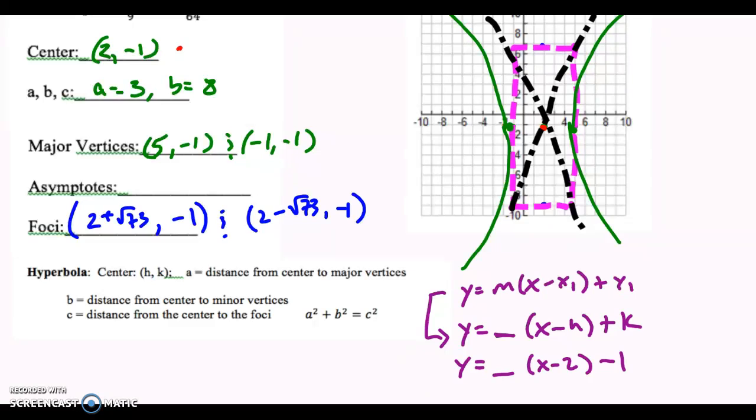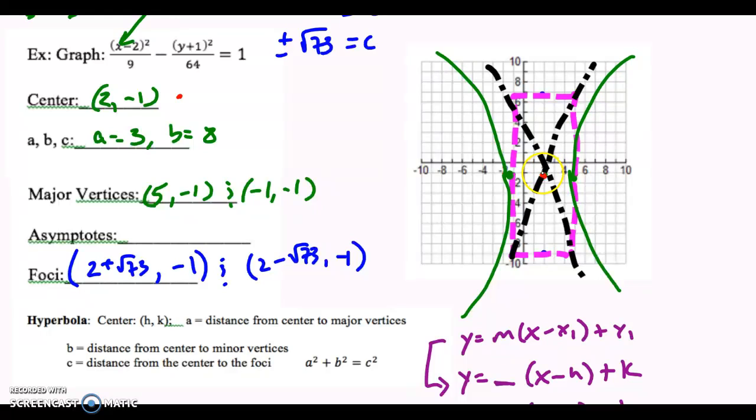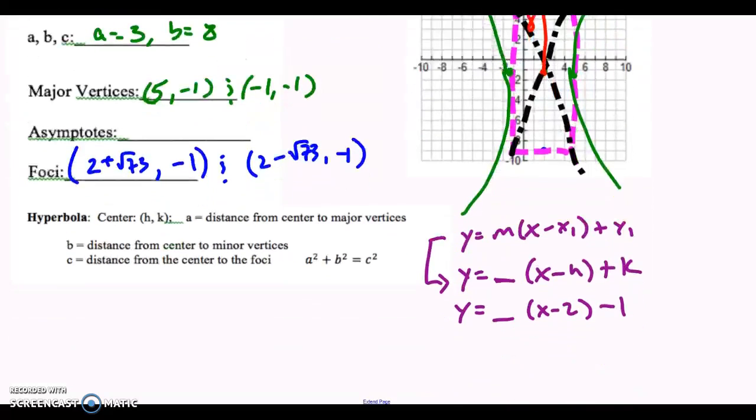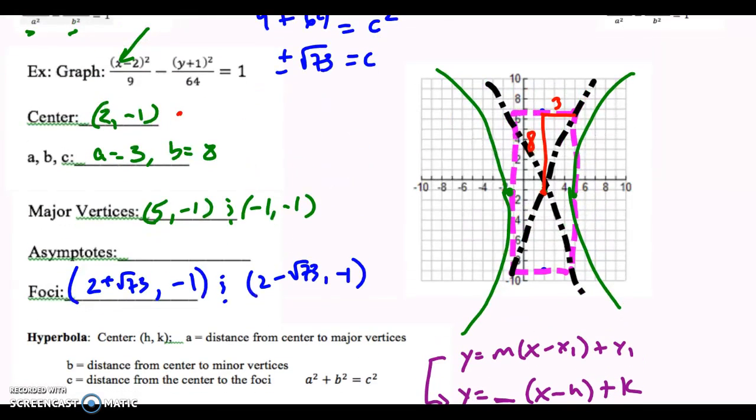Now, I need to find the slope. The slope of this line, I went up 8 because that was my b value, and over 3. So my slope here is going to be 8 over 3. Notice I do have two slant asymptotes, one going in a positive direction, one going in a negative direction. So I can write this all together as y equals plus or minus 8 over 3, x minus 2, minus 1.